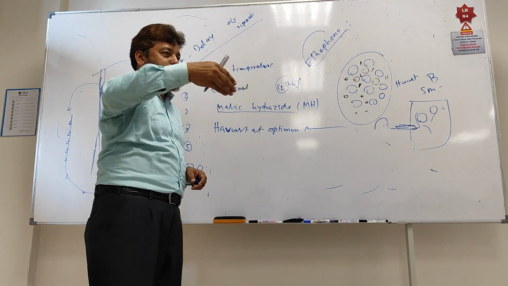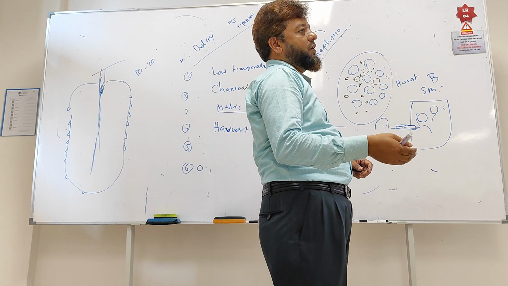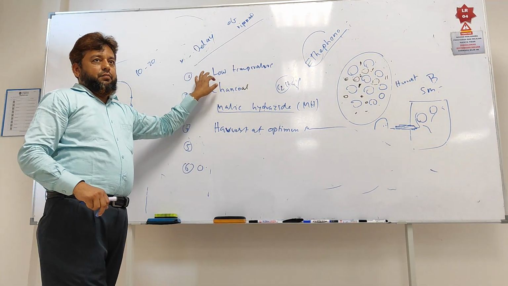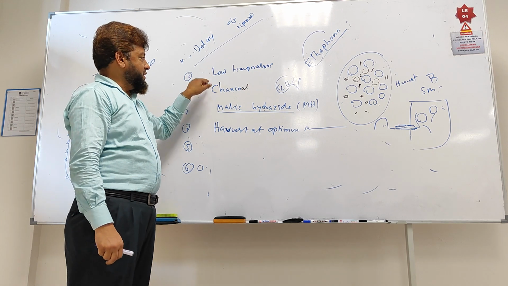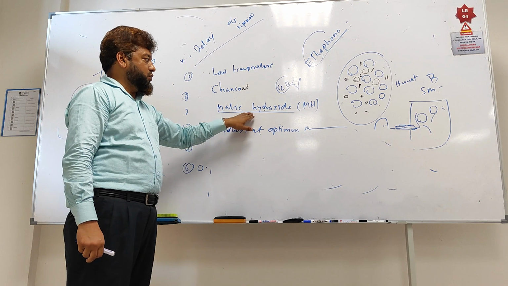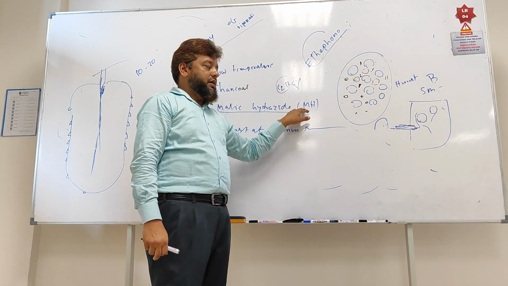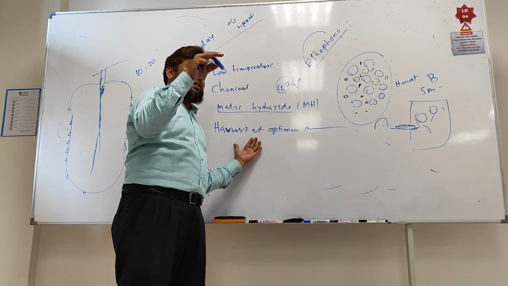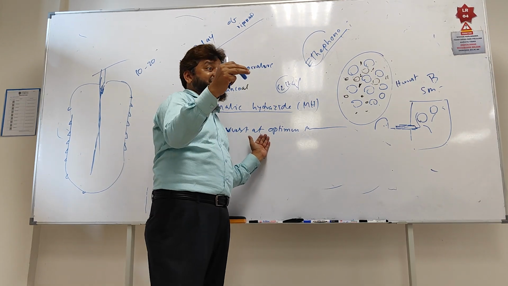Okay, so in this way also we can delay the fruit ripening, right? Number one is low temperature storage, and also we can apply charcoal to delay the fruit ripening, and also we can apply maleic hydrazide. In this way, we can delay the fruit ripening, and also we harvest at the optimum stage.